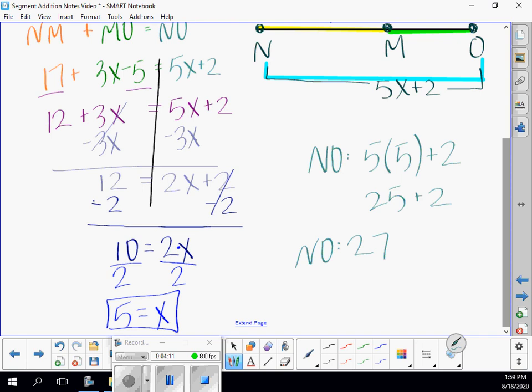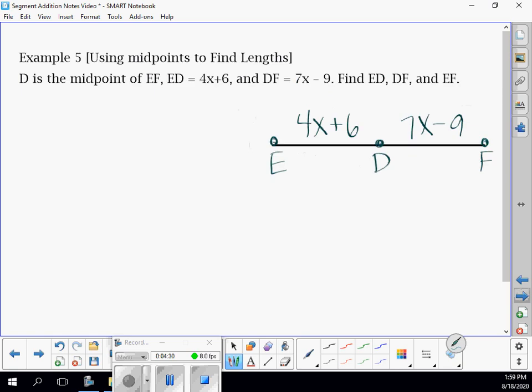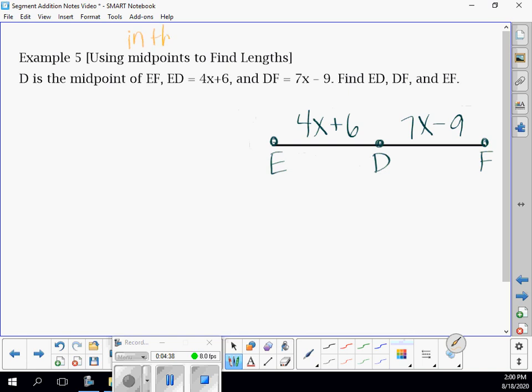Go ahead and pause the video and try the check it out example on your own. All right, hopefully you have come up with something, because you will be using that to type into your answer at the end of this video. We're going to try a different type though, using midpoints. Now remember, a midpoint is in the middle. So it does what? It cuts in half.